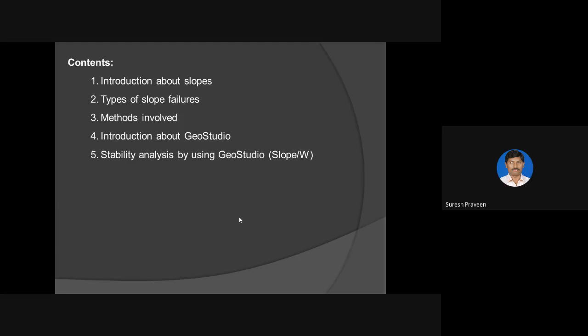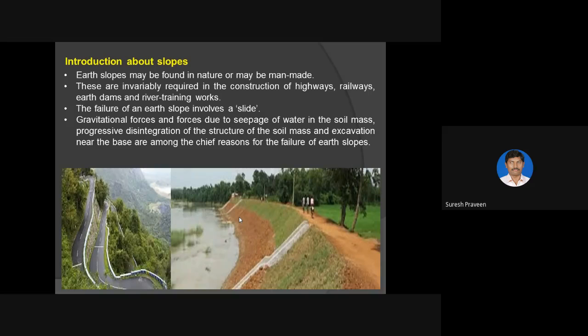Right? So coming to the introduction, generally the slope is an unsupported or inclined surface of a soil mass. Earth slopes are formed generally for railway formations, highways, embankments, earth dams, canal banks, levees, and many other locations. Generally, they are man-made slopes. Of course, we have some natural slopes also. So here you can identify the man-made slopes.